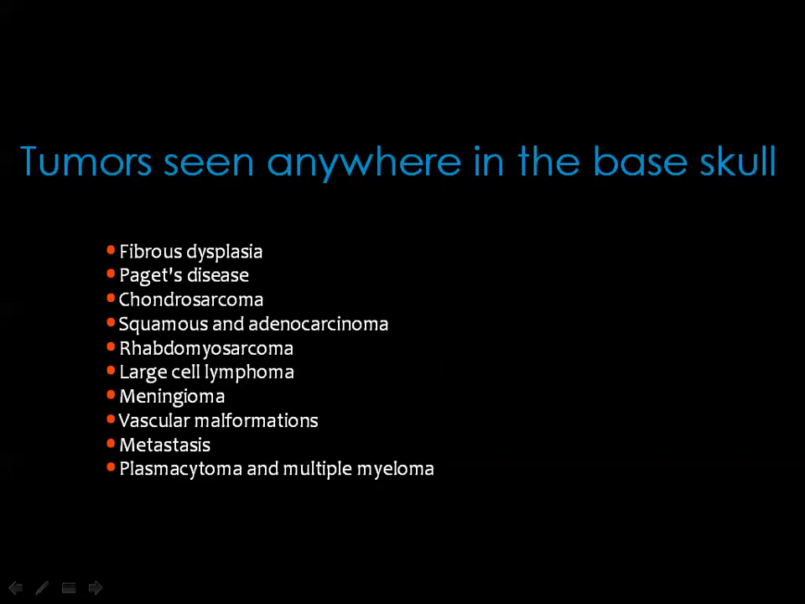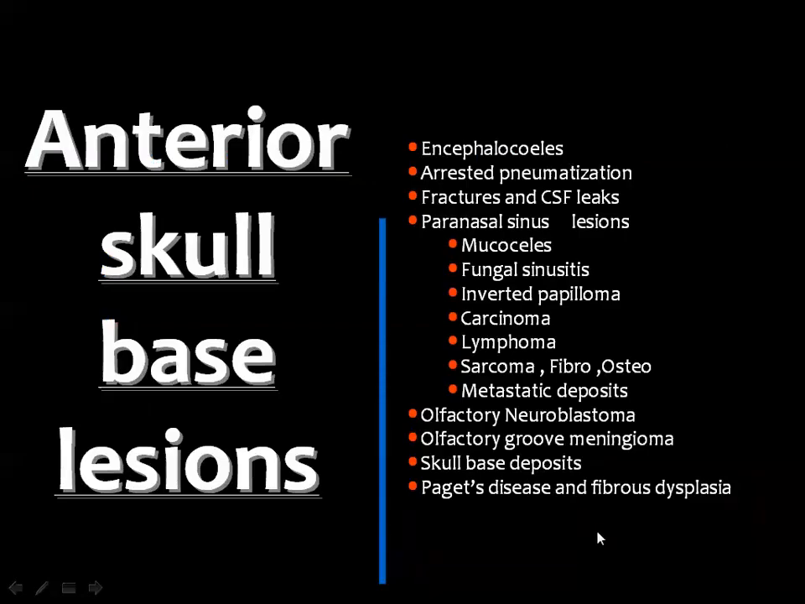These tumors can occur anywhere in the skull base, in the anterior skull base, or the middle or the posterior one. And we will also show examples of these lesions whenever we handle any of the three components of the skull base. Fibrous dysplasia, Paget's disease, chondrosarcoma, squamous and adenocarcinoma, rhabdomyosarcoma, lymphoma, meningioma, metastases, and the plasmacytoma, its counterpart, the multiple myeloma.